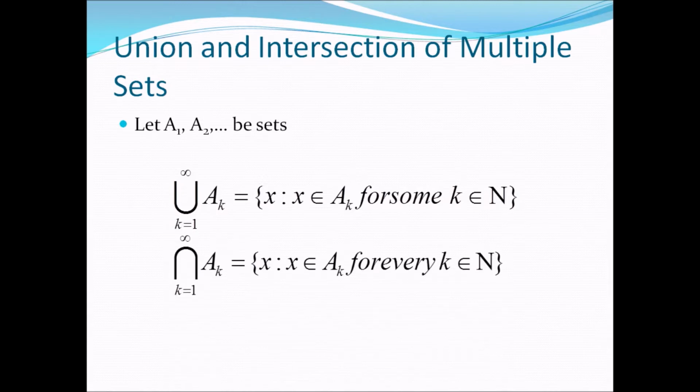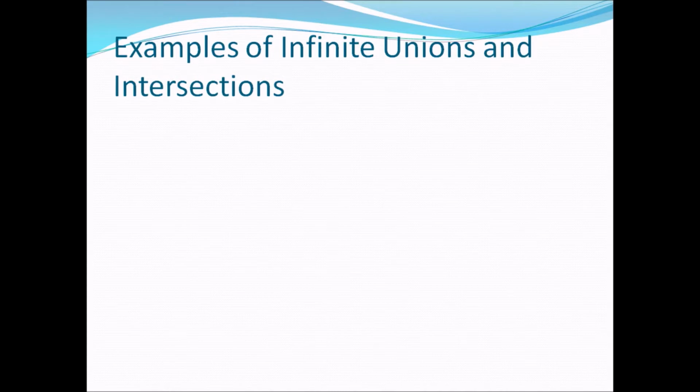Likewise, when you intersect, it's intersecting from 1 to infinity of A of k. It's the set of x such that x is in A of k for every k in the natural numbers. So just a quick example for infinite unions and intersections, we can have A of k equal to the set k minus 1, k, and k plus 1. So A of 1 is the set 0, 1, 2. A of 25 is the set 24, 25, 26.